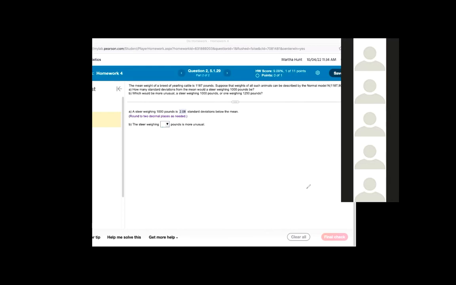1,000 pounds, let's recap. 1,000 pounds was 2.08, yes. And the 1250 was 0.7. This one was 2.08. This one was 0.7. So it would be the one that is... Oh, it's more unusual. I was reading it wrong. More unusual, okay? More unusual would be the 1,000 pounds. It had the bigger z-score. It was further away from the mean. This one's two away from the mean. This is only 0.7 away from the mean.